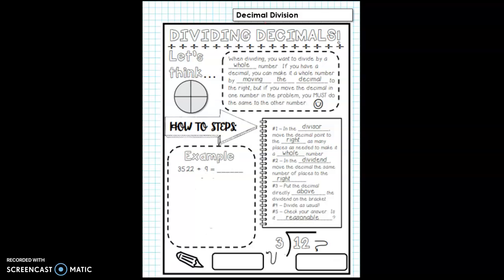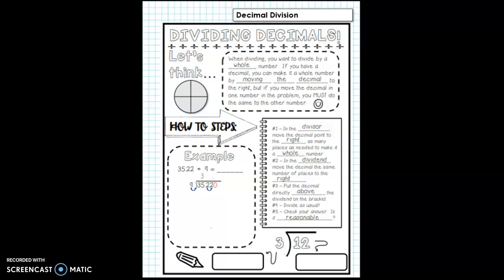So the problem we're going to look at is 35 and 22 hundredths divided by 9/10. There is a decimal point between the 5 and the 2 and before the 9. Our first step is to shift the decimal over so that we no longer have a decimal in the divisor. This means that the decimal needs to move one place value to the right in the divisor, and since we move it one place value to the right in the divisor, we also need to move it one place value to the right in the dividend. And then we divide as usual.